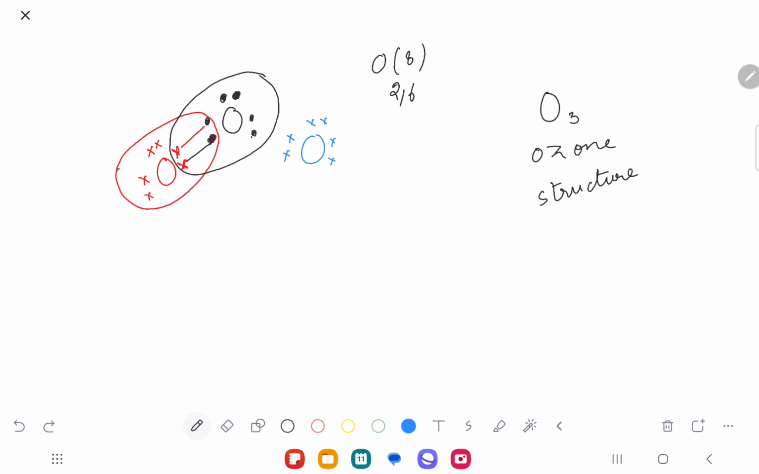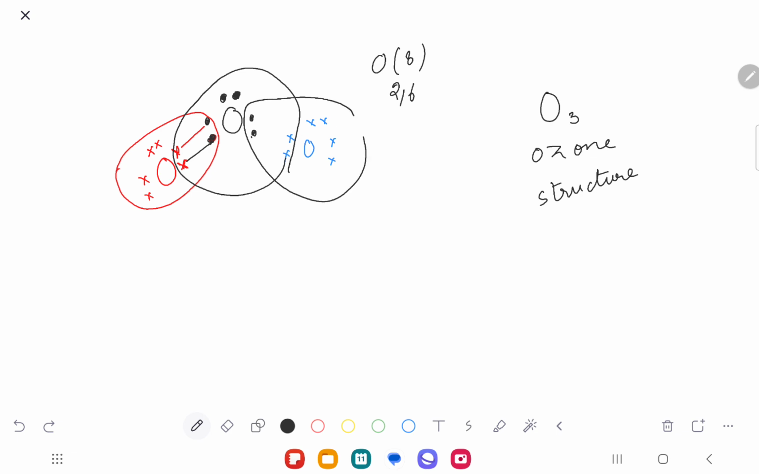And if this oxygen would also be forming a single bond with the black oxygen, the situation would look something like this. So the blue oxygen would thereby do what? The blue oxygen would also be completing its octet. But just have a look at the black oxygen now.